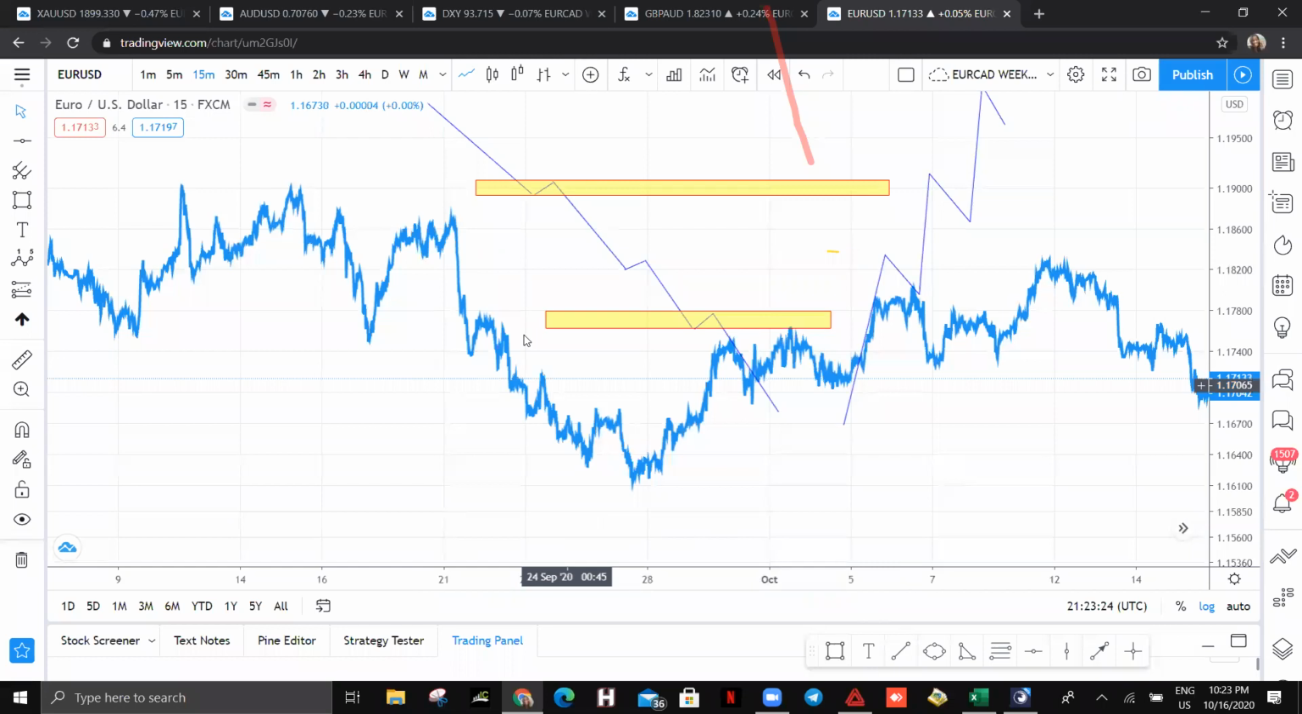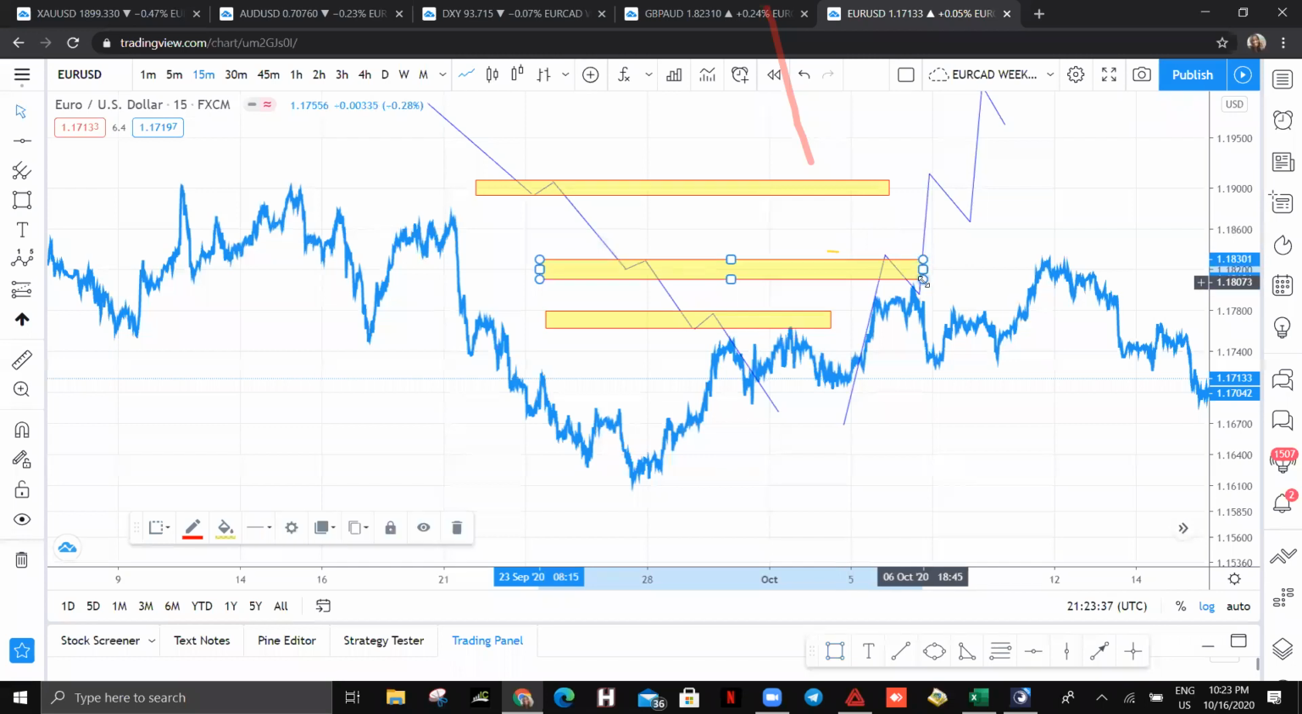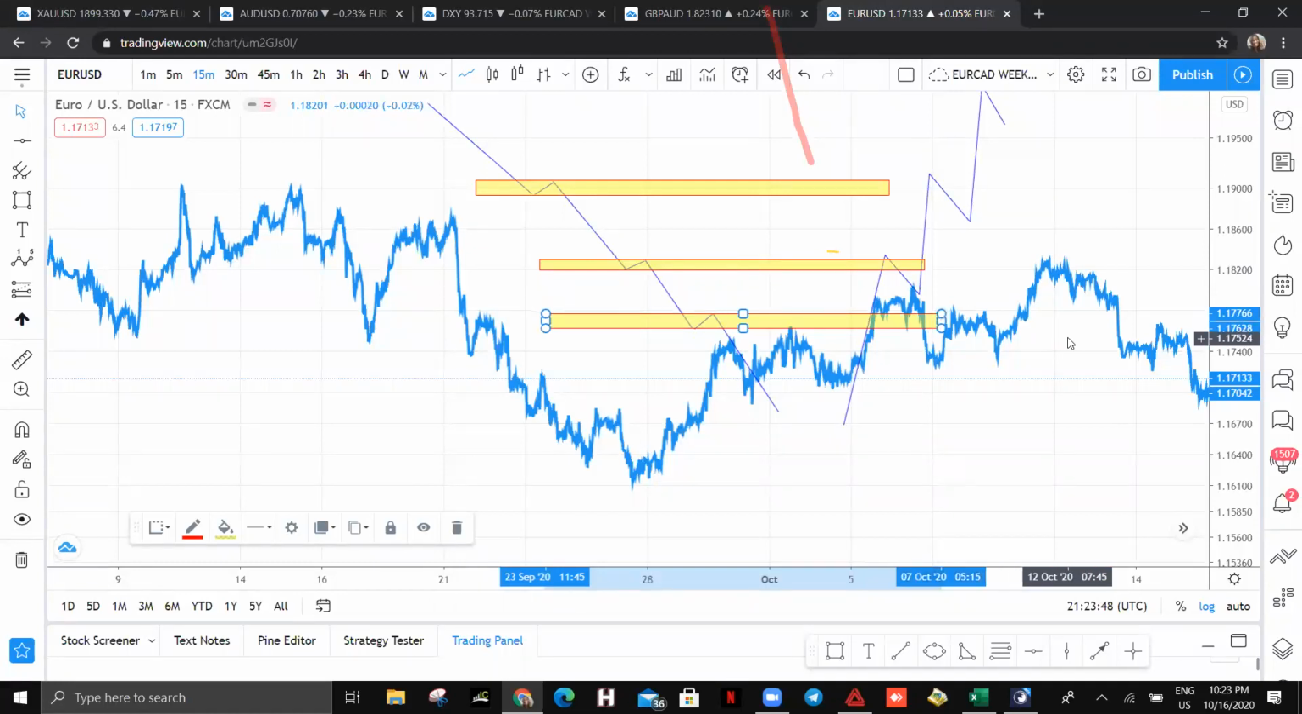Now see, at the beginning of the pullback to the end of the pullback. See what I'm doing here? To get another zone. That's the same thing here too. Beginning of the pullback to the end of the pullback to get the next zone. That's how I'm going to get my zone when I'm drawing on my line chart.